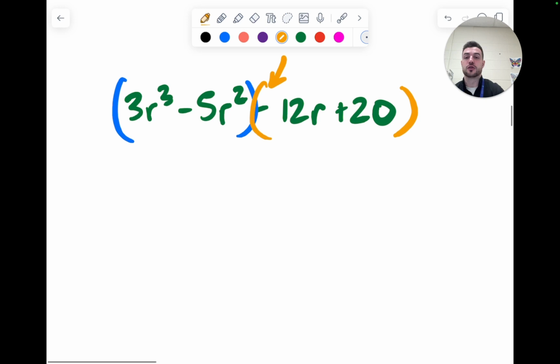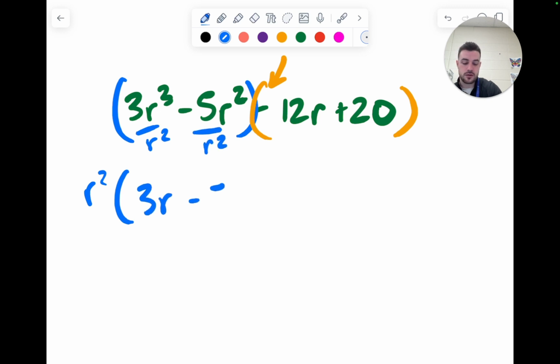Now, if I look at that first grouping, I've got 3r to the third minus 5r squared. They have an r squared in common. So if I divide that out, I get 3r minus 5. Now, looking at my second grouping, I've got a negative 12r plus 20. So I've got a negative and a positive.